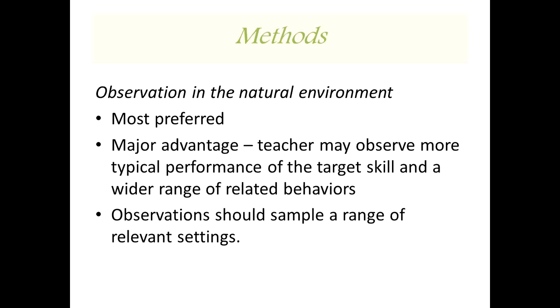So all of these related behaviors to making a purchase are observations that can be made in the natural environment that cannot be made by having the child just make cash and show that they can do the exchange for money with a problem on a piece of paper and with coins. So the observations themselves should sample a range of relevant settings. So we might have the child make a purchase in the grocery store, a large grocery store. We might have the person make the purchase at a convenience store, and what would be the difference there? So we would have two different types of settings in that respect.